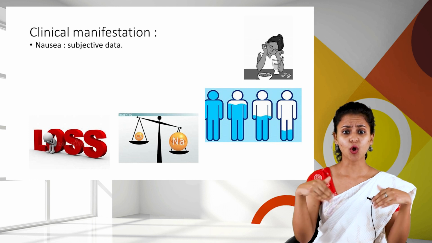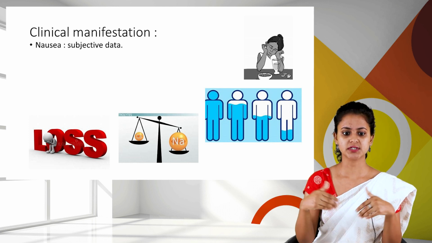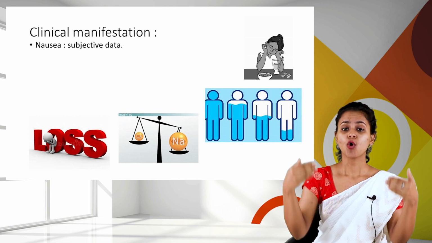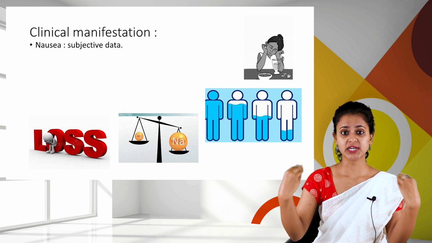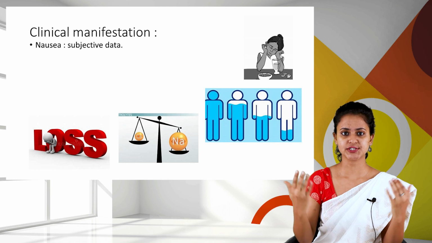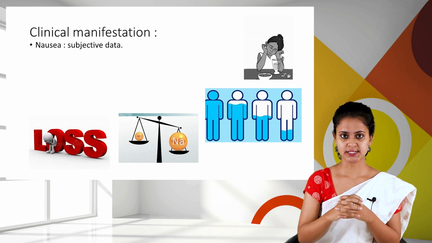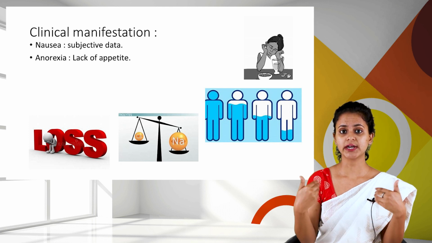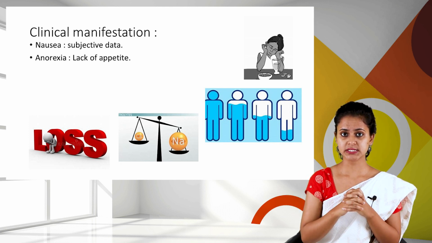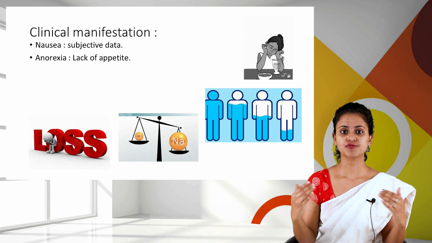Now, other clinical manifestations which are basically caused because of these vomiting episodes include nausea. So, as I said, often with vomiting episodes, our client will be subjective regarding the sensation of vomiting, which we term nausea. The other clinical manifestation which is very common with vomiting episodes is anorexia, that is loss of appetite.